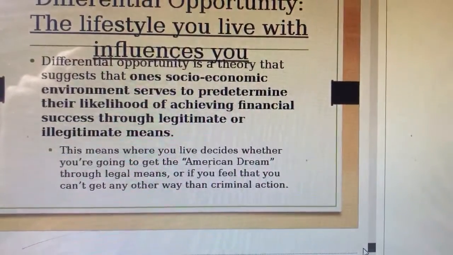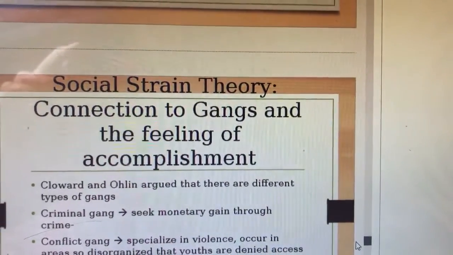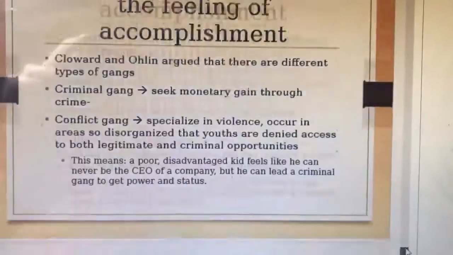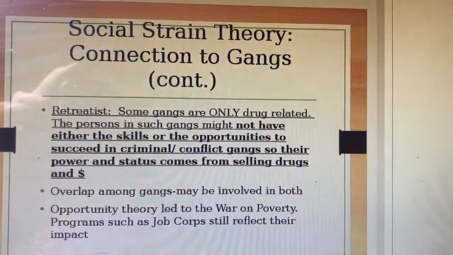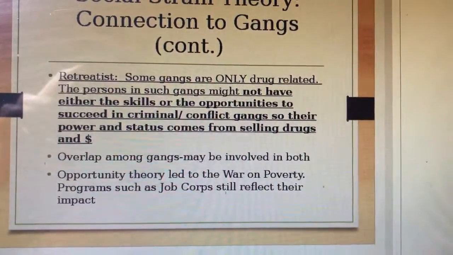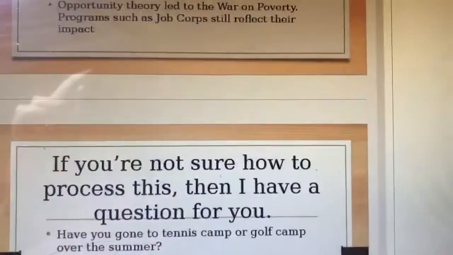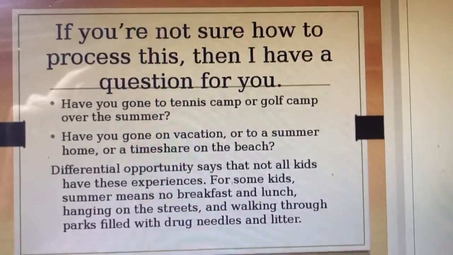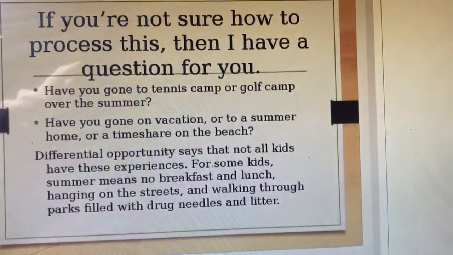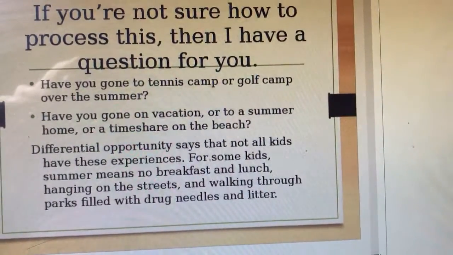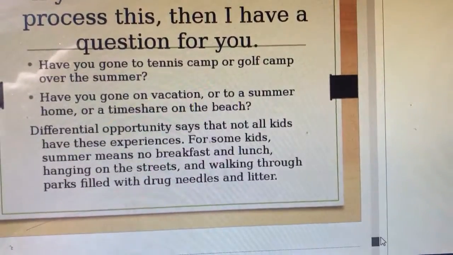All right, so social strain theory just basically says the lifestyle you live influences you. And people get connected to gangs because there's a feeling of accomplishment there. And some gangs are only drug related, but other gangs really do meet that goal of feeling successful. If you're not sure how to process this, then I have a question for you. If you've ever gone to tennis camp or soccer club or golf camp or somewhere else over the summer, or you've gone on vacation, or maybe you even are lucky enough to have a condo on the beach or a timeshare, I want you to think about differential opportunity.